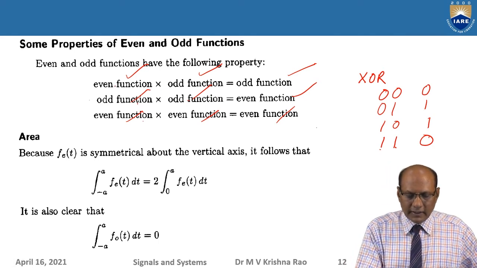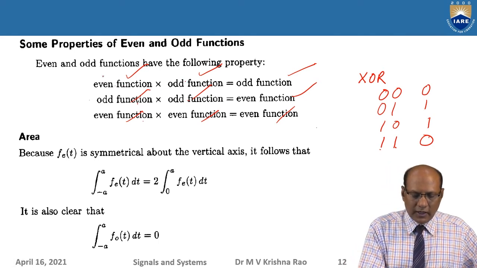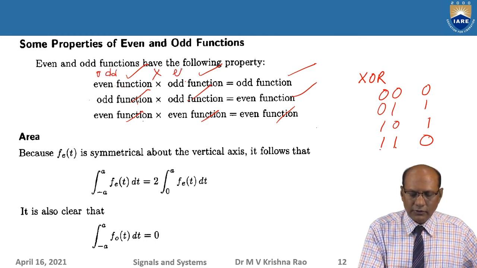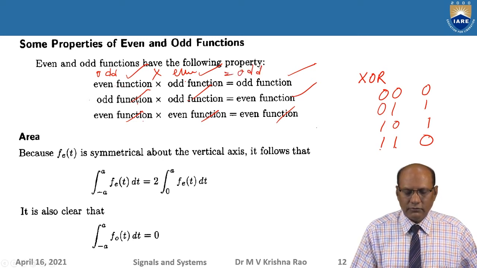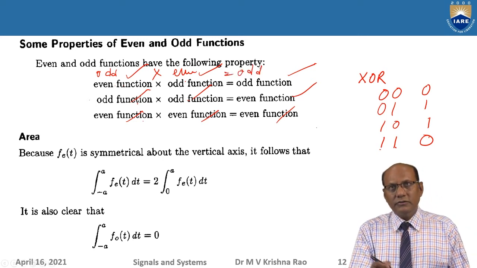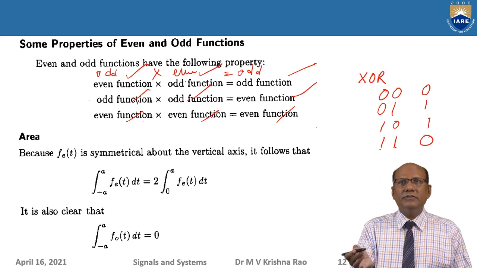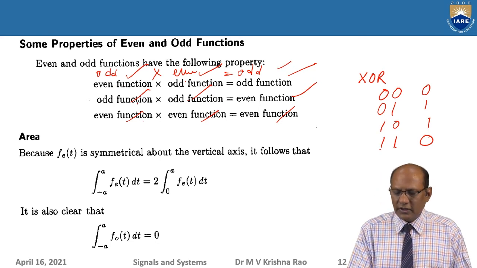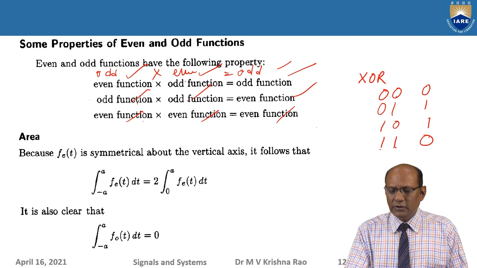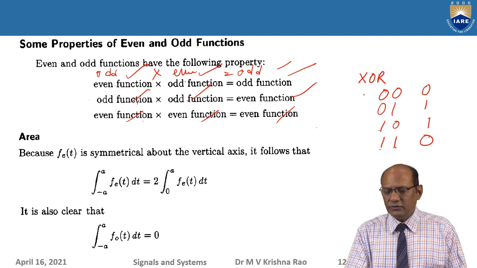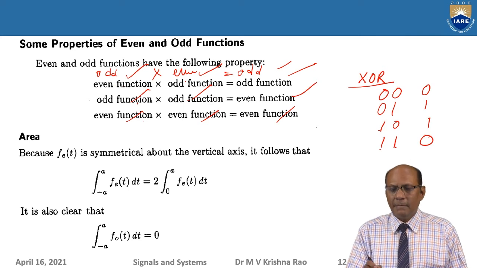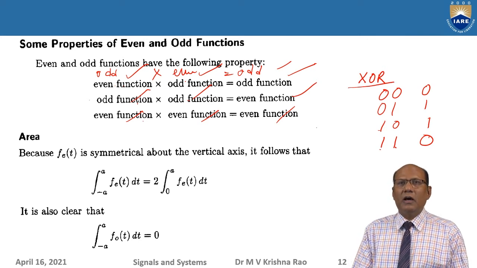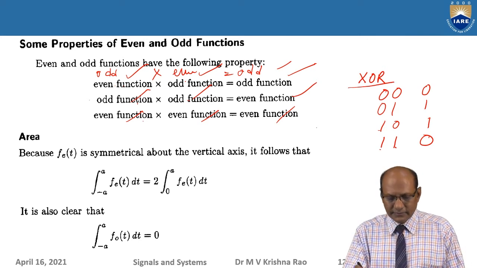Now, in fact, here it is even function into odd function. I can also write here odd function into even function. Again, it is an odd function. Even into odd is odd. Odd into even is odd. So there are 4 combinations here. Same thing like this: 0, 0, 0, 1, 1, 0, 1, 1. That is how you have to remember these things. So it is similar to the truth table of an exclusive OR gate.